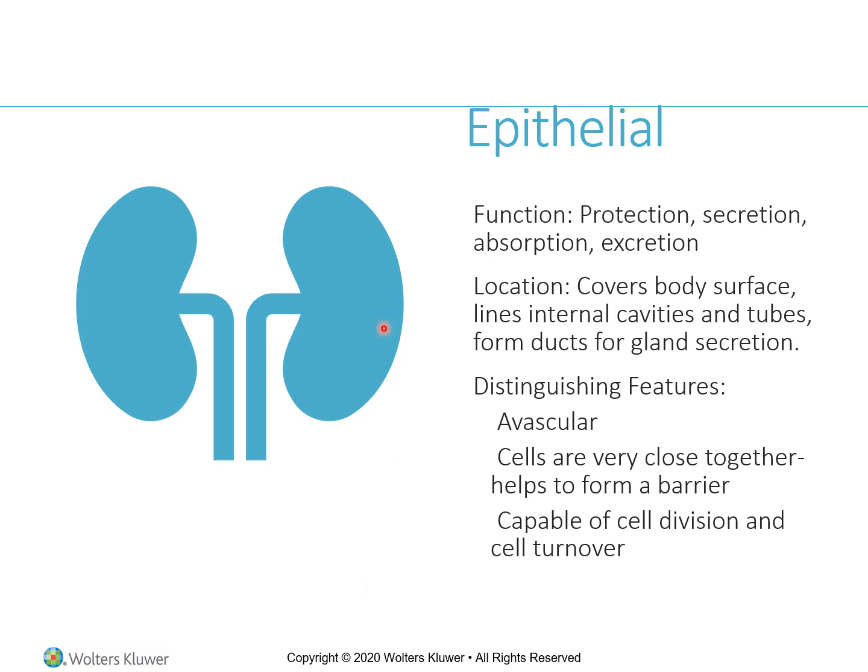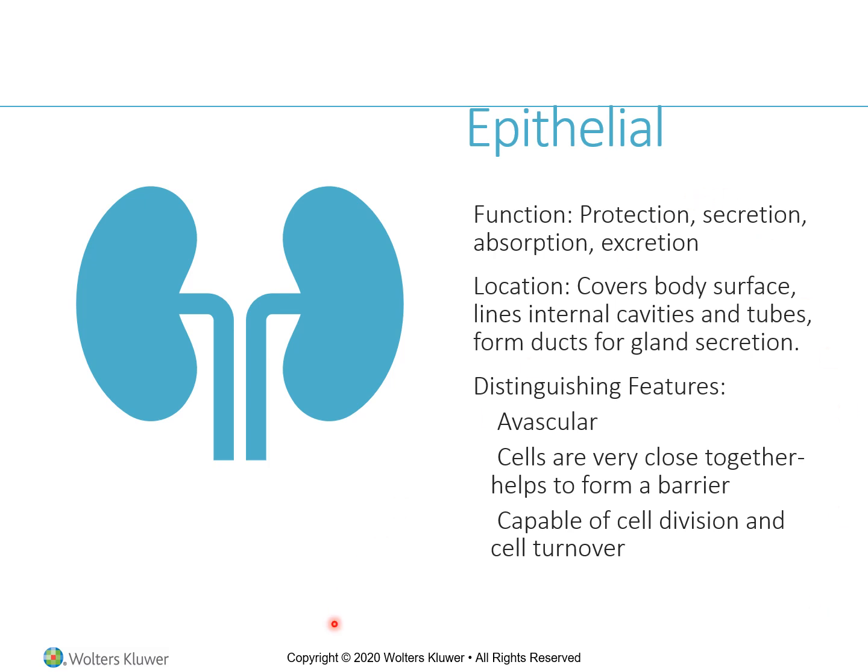And with each type of tissue, we're going to talk about the function, the location, and some important distinguishing features of each. So with epithelial tissue, the overall function here is really protection, secretion, absorption, and excretion. So epithelial tissues cover all of our body surfaces, so the external surface of the body, and they also line internal cavities and tubes, so things like the GI tract. And they also form things like ducts around glands that allow glandular secretion in the body.